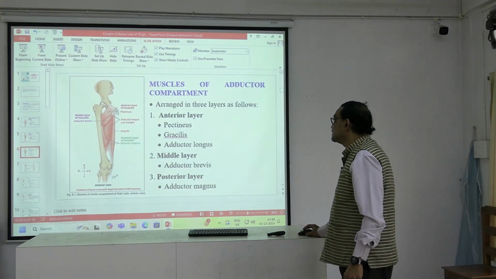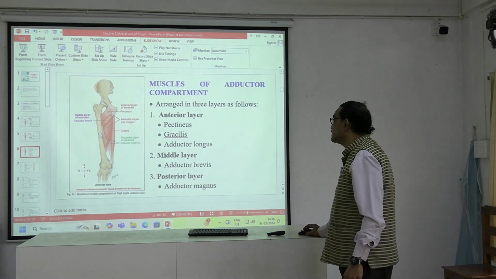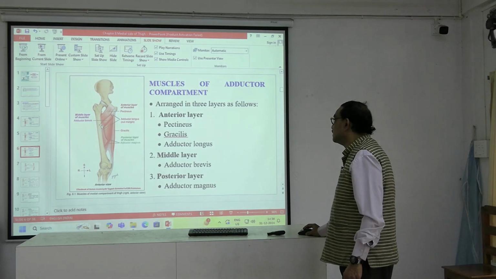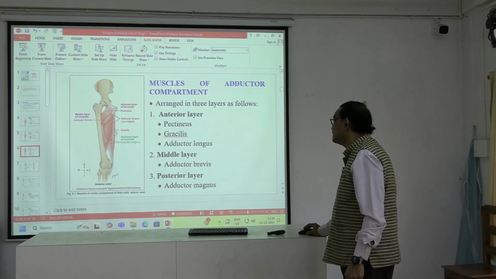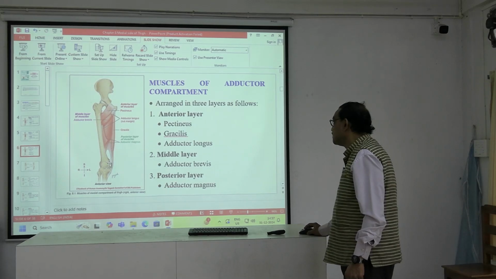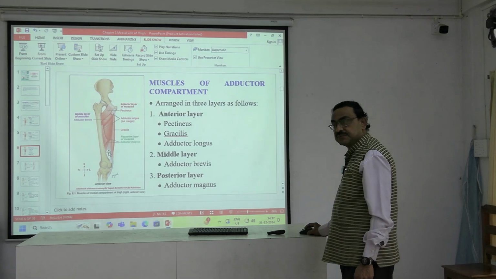So, this is pectineus, then adductor longus is cut to reveal the inner muscles, that is the adductor brevis and adductor magnus. In the adductor magnus you can see these are the muscle fibers and it becomes aponeurotic, and there is an opening between this aponeurosis of the adductor magnus and the femur bone. So, this is called the osteoaponeurotic opening through which the femoral artery passes. Okay.